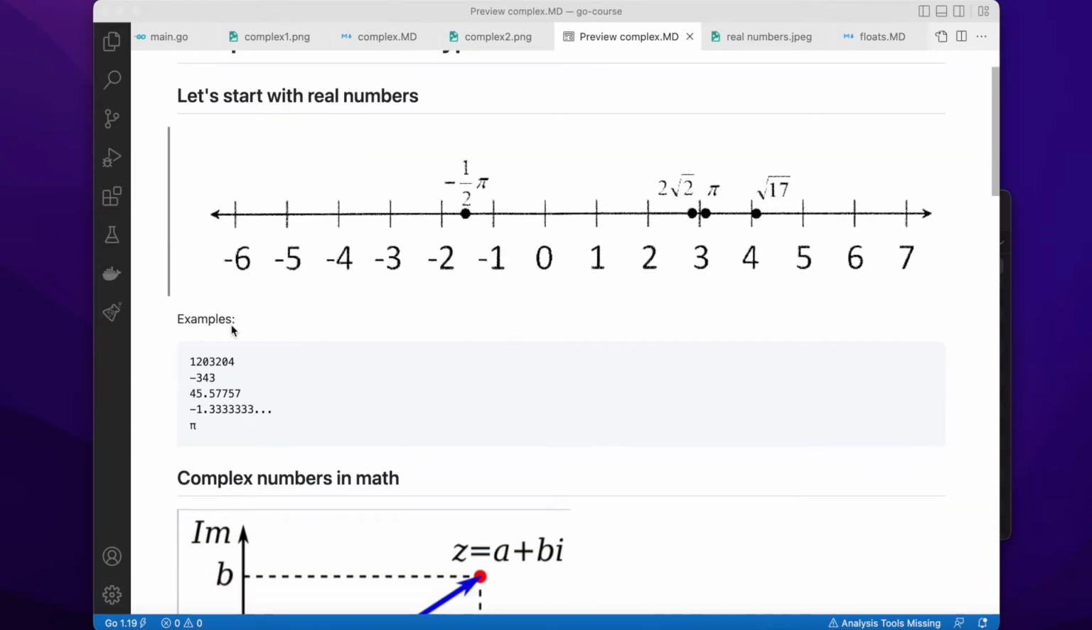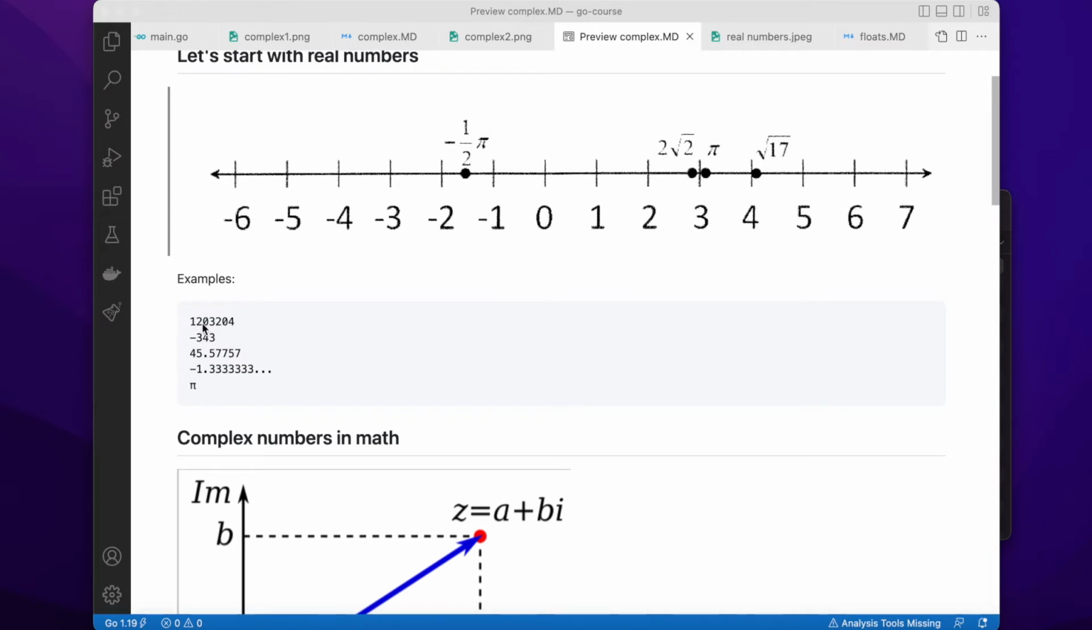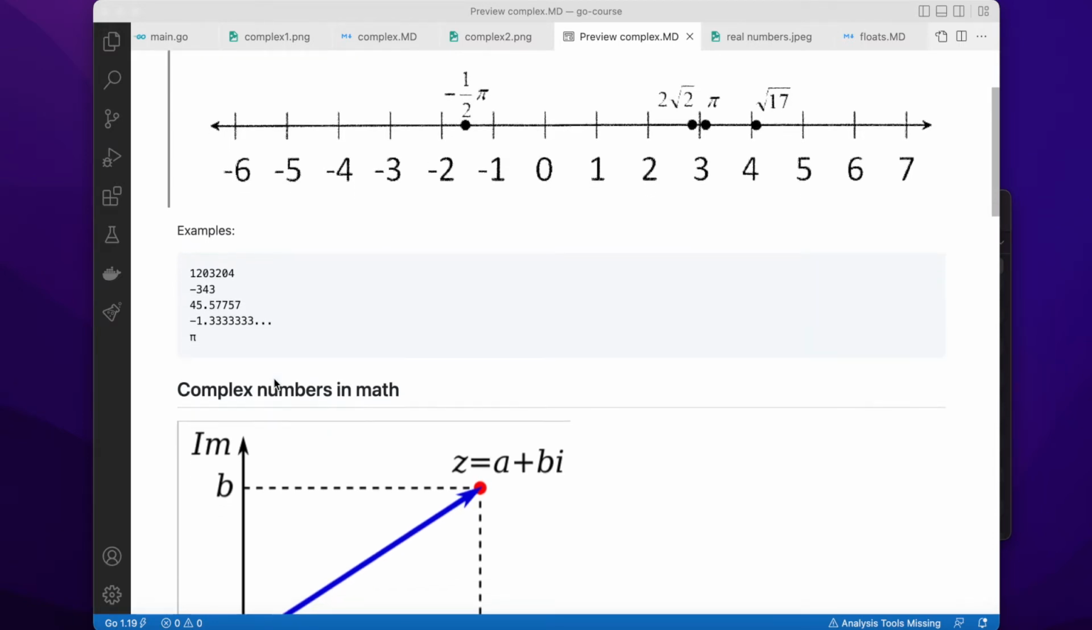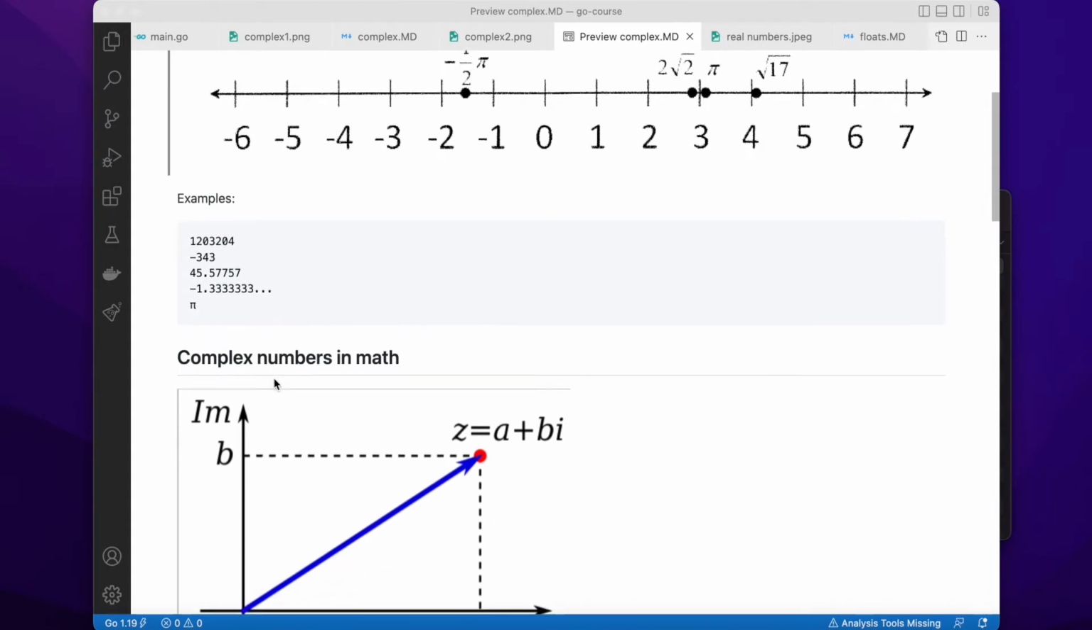And here are some examples of real numbers, like this positive integer number, this negative, and this floating, and so on. They can also be rational, like this one, or irrational, like this one, which has, sorry, an endless sequence of 3 digits, and pi, another example of an irrational number. And we go to the next step.